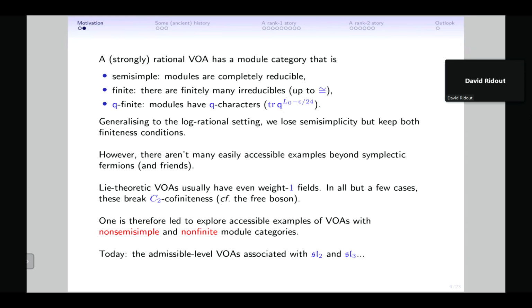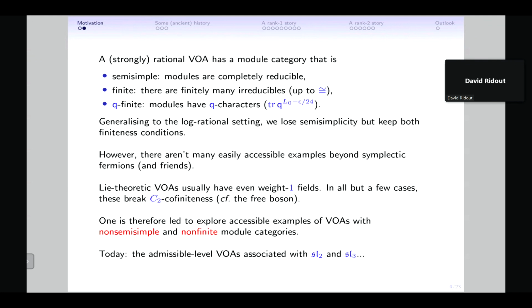Yeah, they're the characters when we just write down in terms of Q, right? We don't introduce any additional variables to keep track of other weight spaces. Right? This already makes sense as a character. So we don't have infinite dimensional conformal weight spaces. Okay, and if we go to the log rational setting, we lose the semi-simplicity, but we keep these two finiteness conditions, which is nice.